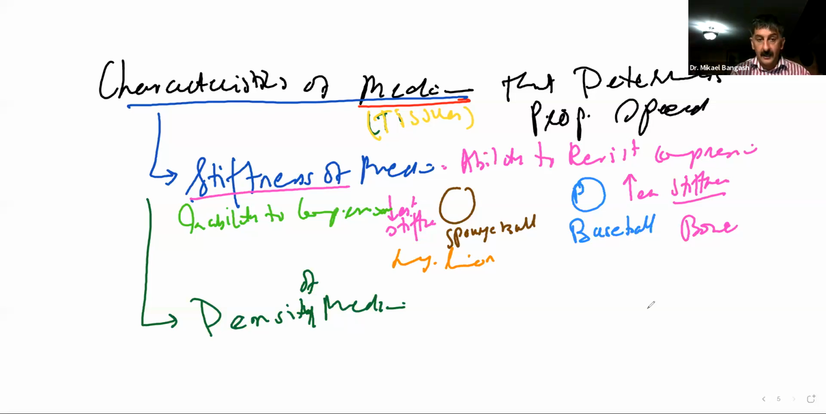Now, so that was characteristic number one, and that is going to affect the propagation speed. We'll come back to that in just a little bit. Because the next characteristic is what we say, density of the medium. Density is still the same, it's mass per volume.